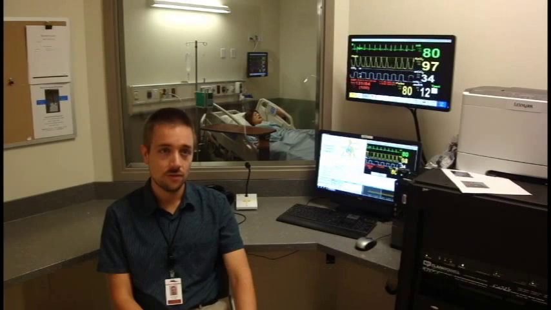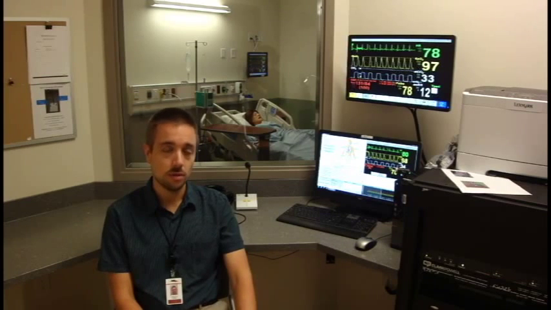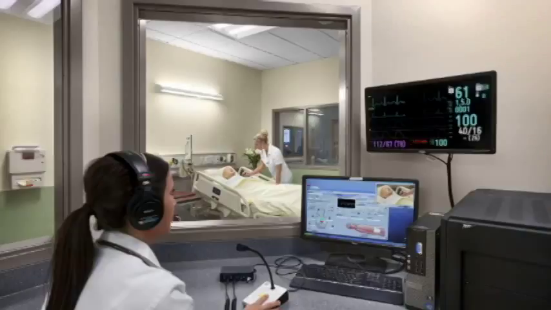We have 15 simulated patient mannequins. Those conditions are as broadly varied as pediatric emergencies, childbirth, adult patients with cardiac, endocrine, neurological, and med-surg focus. We also have the ability to do audiovisual recording in all of the simulation spaces.